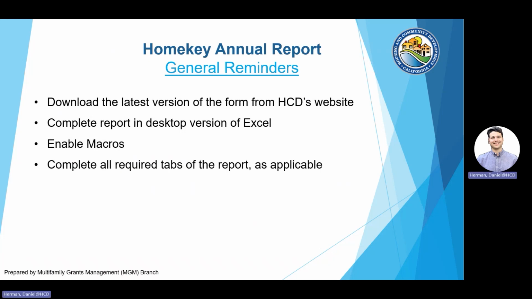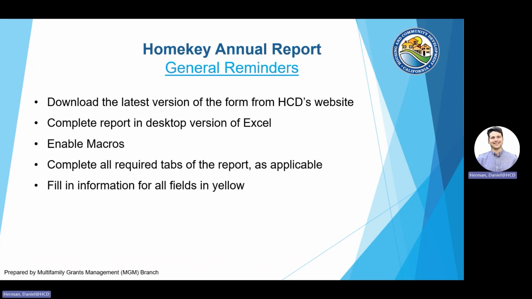Next, complete all required tabs of the report as applicable. As we'll also see in the walkthrough, there are instructions within the report to only complete certain sections depending on the overall project status. So if the project is occupied and operational, you will have to complete all parts of the report. But if your project is, say, still in construction, you will only complete 2 tabs of the report. And that will all be explained in further detail later.